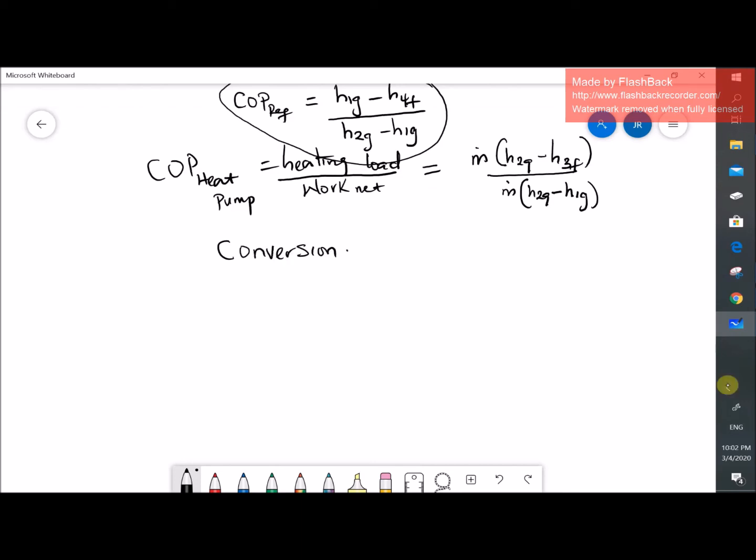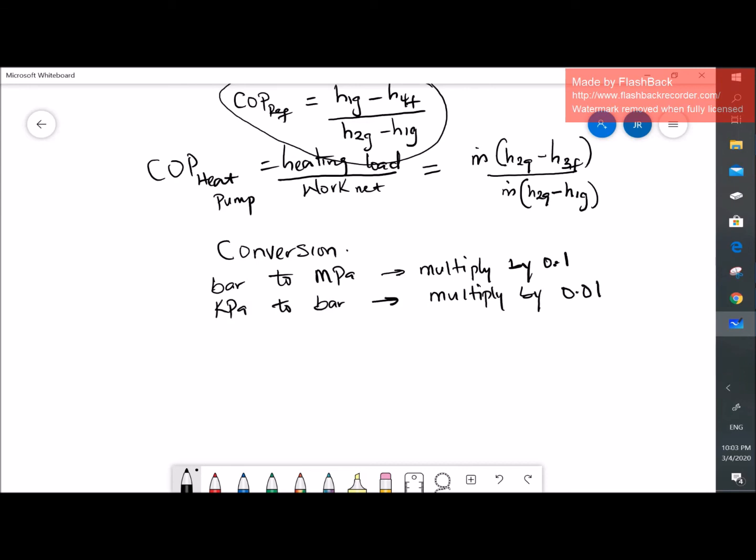Now, to convert from bar to megapascal, we multiply by 0.1. Then that's one. Two, to convert from kilopascal to bar, we multiply by 0.01. So with these we can always convert between bars.